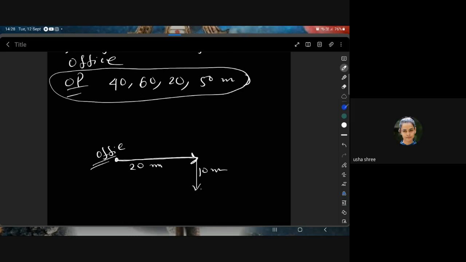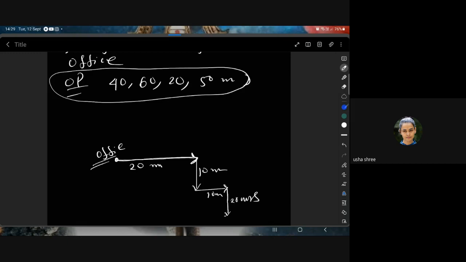Towards the east. Okay. And then after turning left, he walked for 10 meter. Then turned right and walked 20 meter. Right means down, 20 meter. Now he again turned right and walked 70 meter.